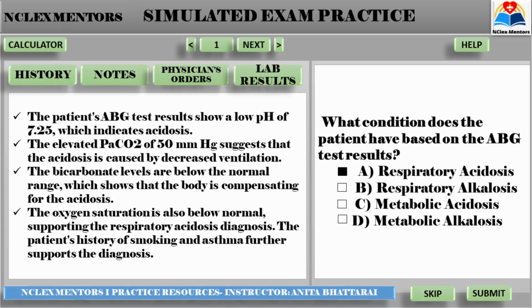The bicarbonate levels are below the normal range, which shows that the body is compensating for the acidosis. The oxygen saturation is also below normal, supporting the respiratory acidosis diagnosis. The patient's history of smoking and asthma further supports the diagnosis.